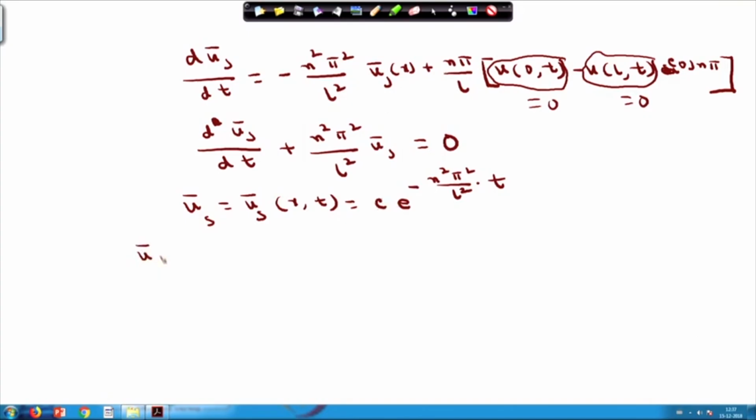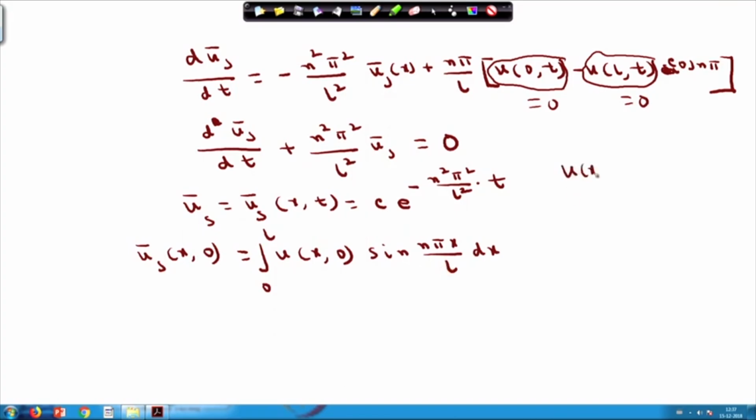Now, what is your u bar s x 0? That is, at t equals 0, what is the value of this? At t equals 0, it is nothing but integral 0 to L u x 0 into sin n pi x by L into dx. From the definition, I can write down u bar s x 0 equals integral 0 to L u x 0 into sin n pi x by L dx.